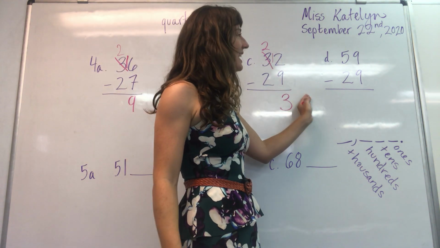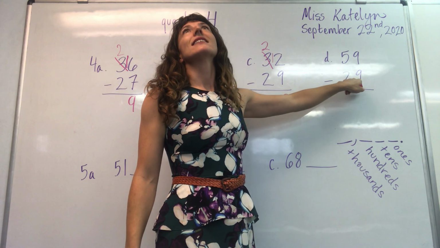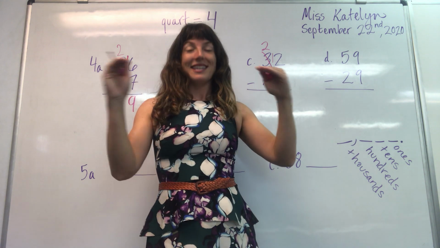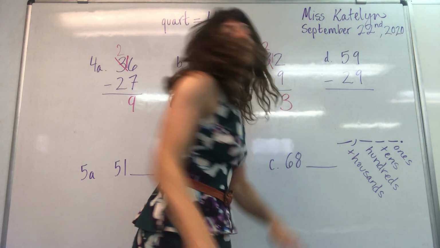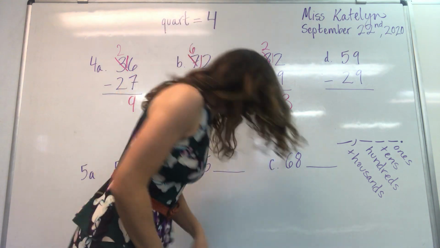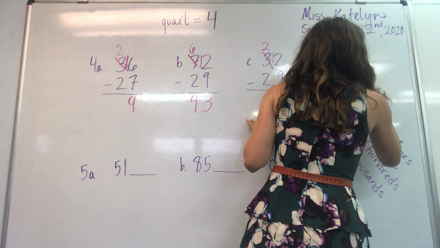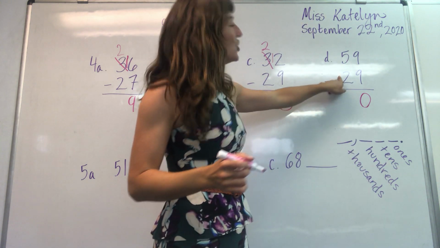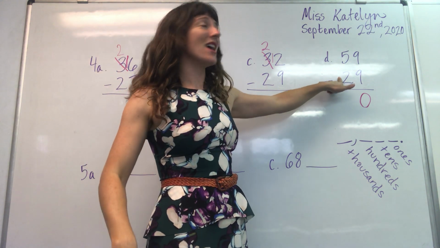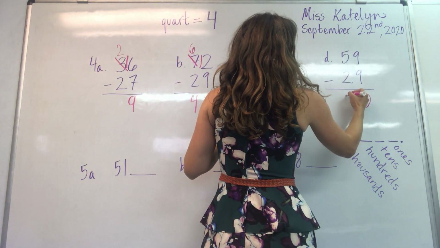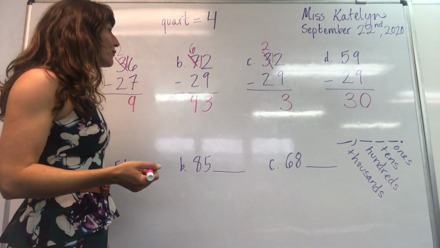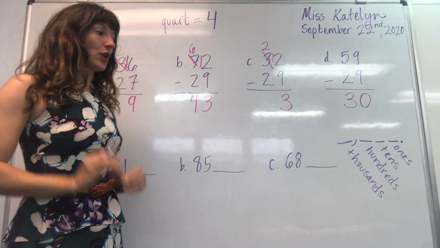Moving on to 4D. 9 minus 9 can be done because the top number is same as the bottom one. 9 minus 9 is 0. And 5 minus 2 can be done because the top number is bigger than the bottom one. 5 minus 2 is 3. Now, I want you to try 4E on your own. Remember the song.